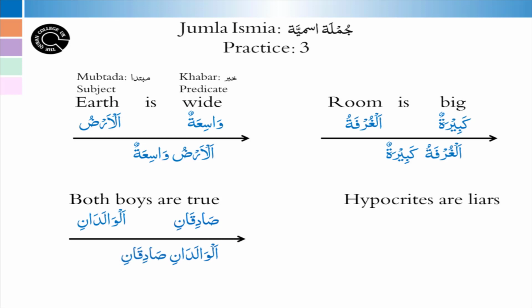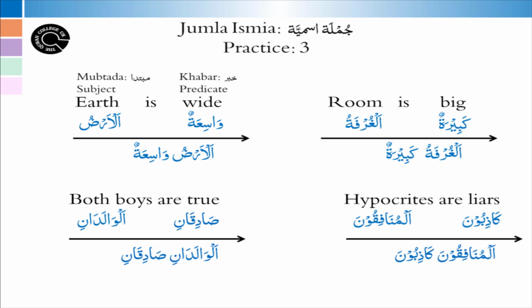The fourth sentence is that the hypocrites are liars. For hypocrites we use Al-Munafiquna. For liar we would use Kadhibun. Since Al-Munafiquna is plural, Kadhibun would become then Kadhibuna. Hence the final sentence is Al-Munafiquna Kadhibuna.